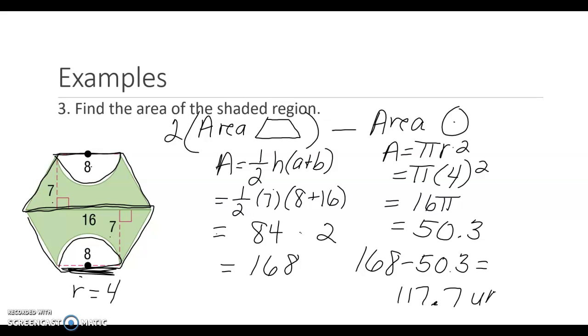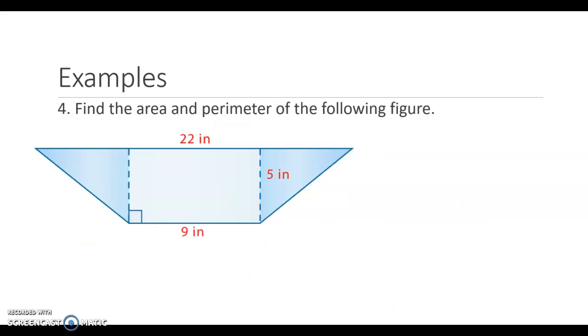117.7 square units. Again, when there's no unit listed in your picture, such as centimeters, inches, meters, whatever, you're just going to put that word units, so that way you can still represent it as square units for area. Okay? And last one, we are going to be finding the area and the perimeter of the following figure.